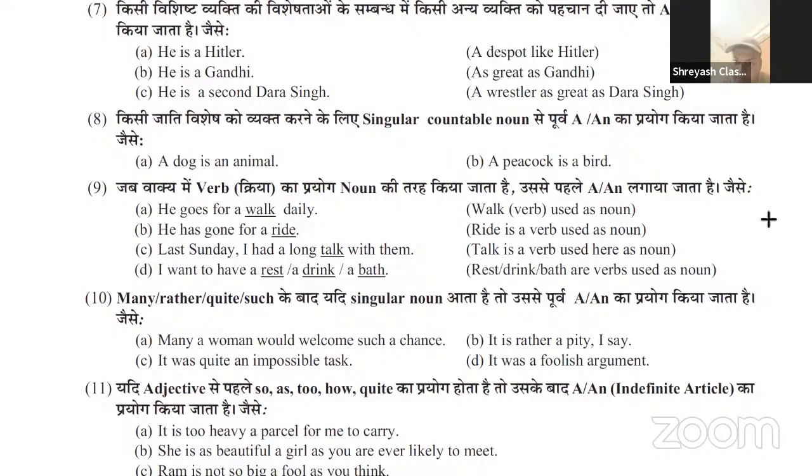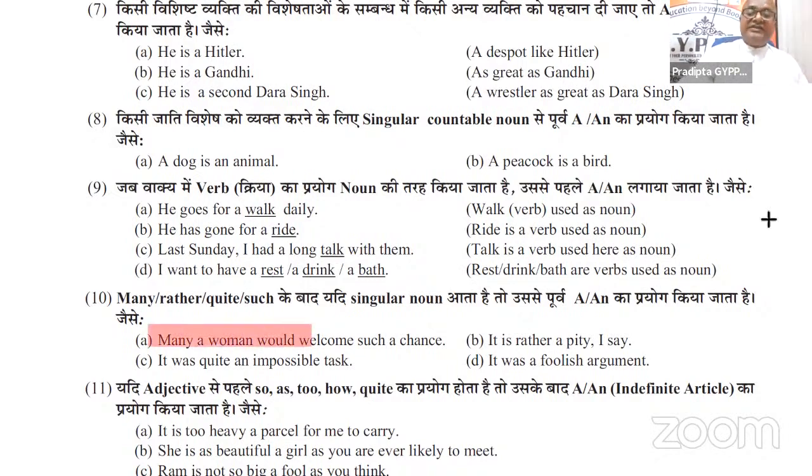Sometimes we use many a, rather a, quite a. Example: many a woman, remember woman, many a woman would welcome such a chance. मतलब बहुत सारे लड़कियां ऐसे रहेंगे जो कि इस तरह के चांस को वेलकम करेंगे. It is rather a pity, I say. ये दुख की विषय है.